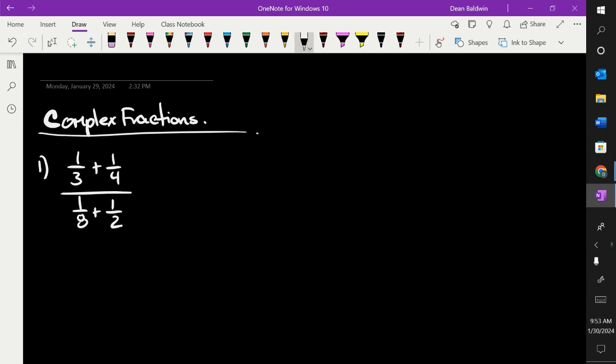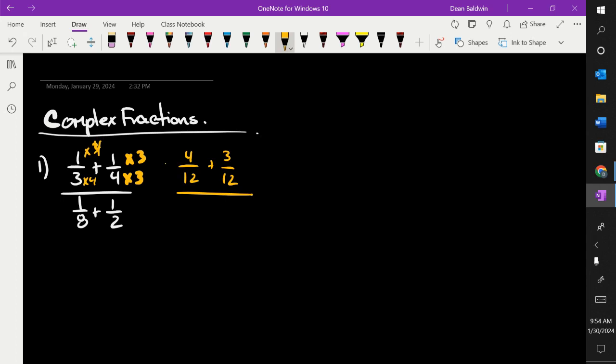Think of trig proofs. What would you do in trig proofs if you had fractions? Make a common denominator for the top group and the bottom group, right? You want to make them into a single fraction. So what's the common denominator for the top? 12. How do you get there? You multiply this by 3, by 3, by 4, by 4. So you get 4 over 12 plus 3 over 12.